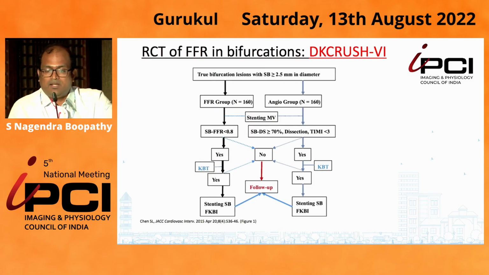Following which, Chen et al. from China did their DK-CRUSH study, where they randomized 300 plus, or 340 plus odd patients, into two arms, angiographic guided PCI and FFR guided PCI. In the angiographic PCI arm, they went for a second FKBI followed by requirement of second stenting if there was luminal narrowing of more than 30%, or TIMI flow less than 3, or dissection. And they intervened in the FFR arm if FFR was less than 0.8.